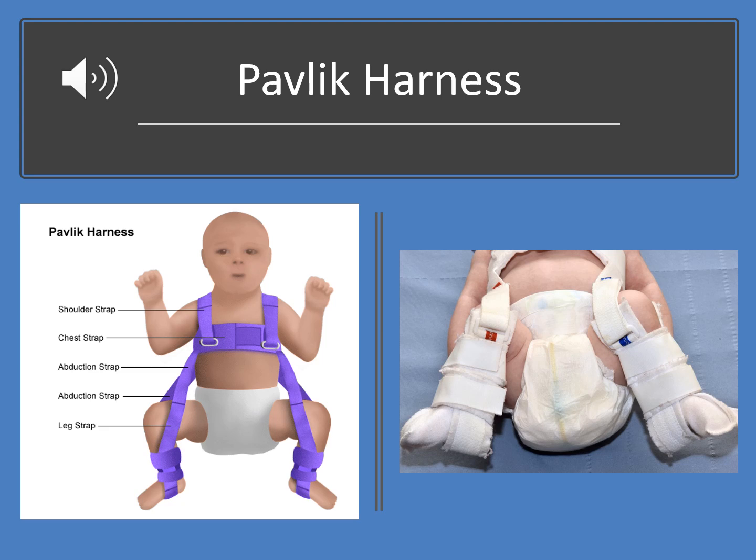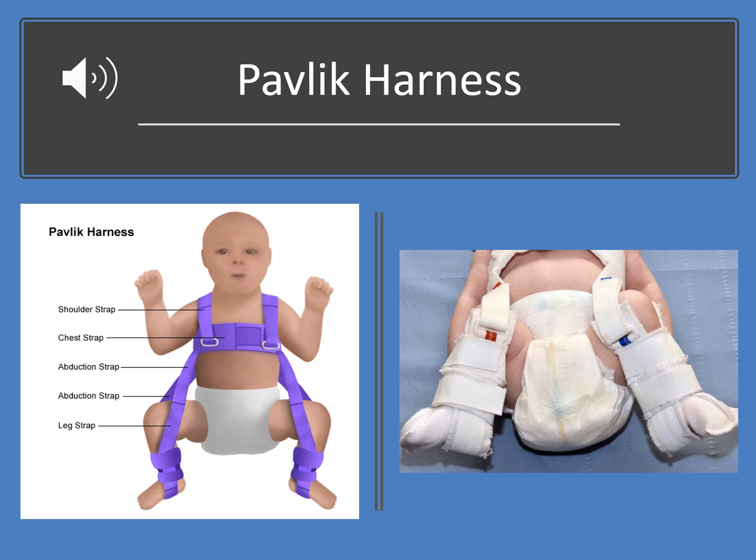We want to make sure parents understand to massage the skin under the harness frequently and to assess for skin breakdown. We never want them using lotion or powder under the harness because that actually causes friction and then leads to skin breakdown. So never use lotion or powder under the harness.